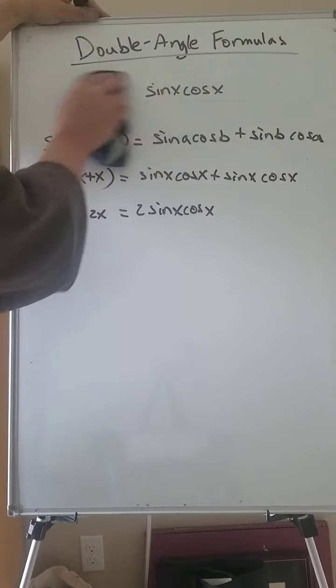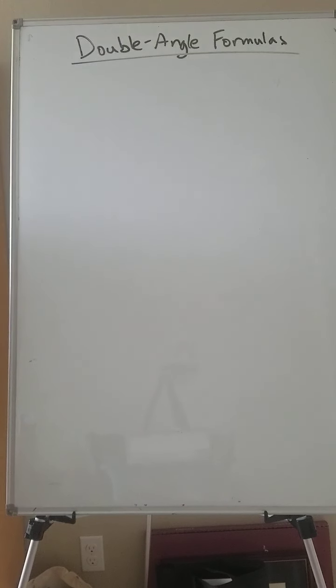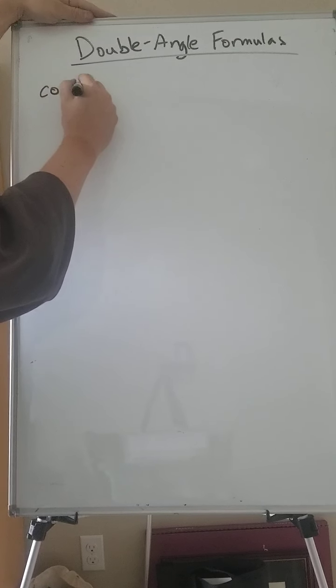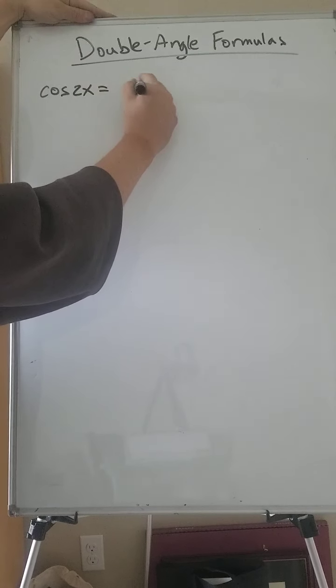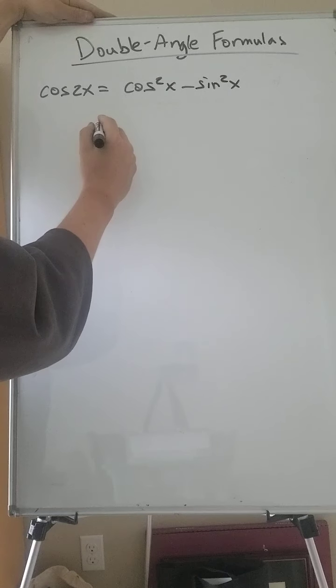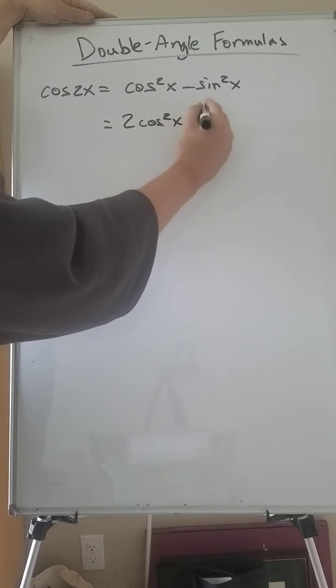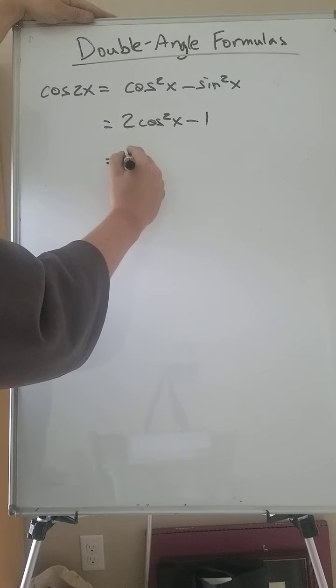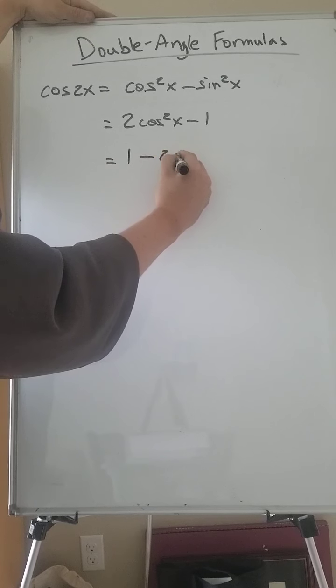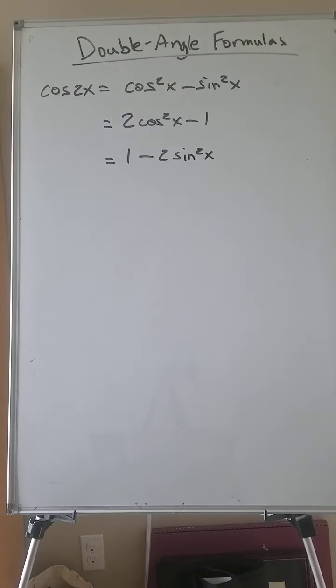So now let's look at cosine 2x. For cosine of 2x, they actually gave me 3 versions. Let's see why that's true. They said cosine of 2x is equal to cosine squared x minus sine squared x, but they said that's also equal to 2 cosine squared x minus 1. And they said that's also equal to 1 minus 2 sine squared x. So all 3 of those are equal to cosine 2x.